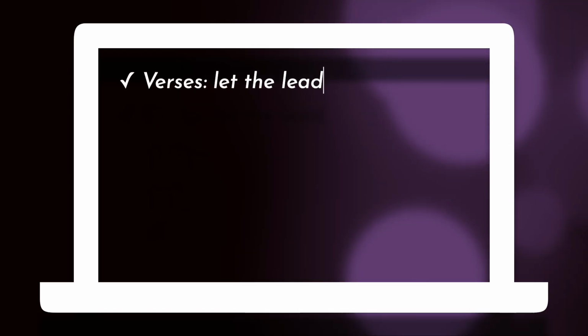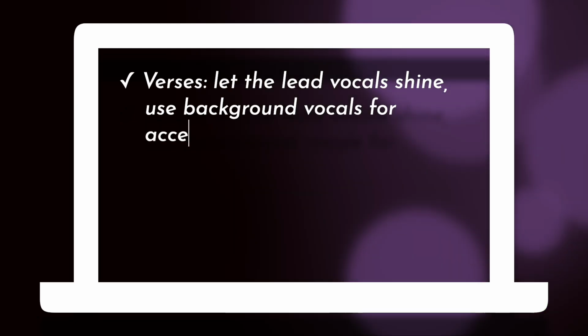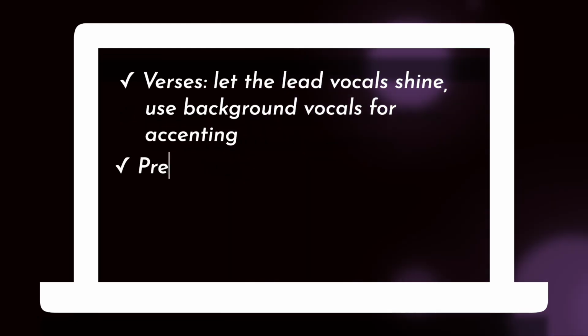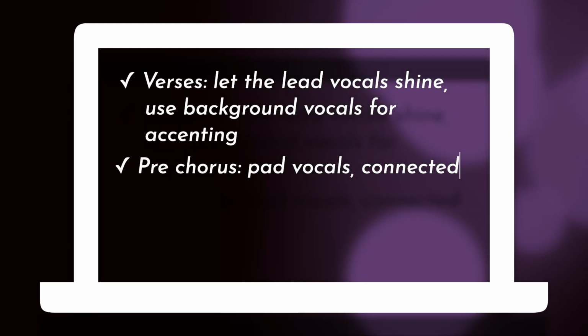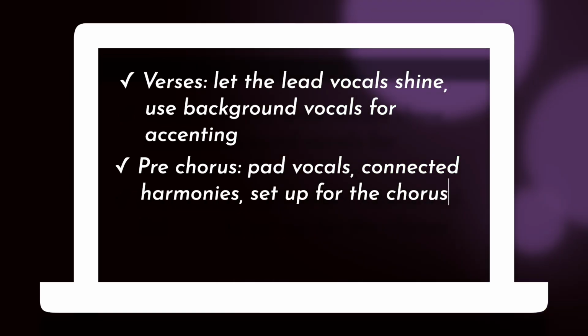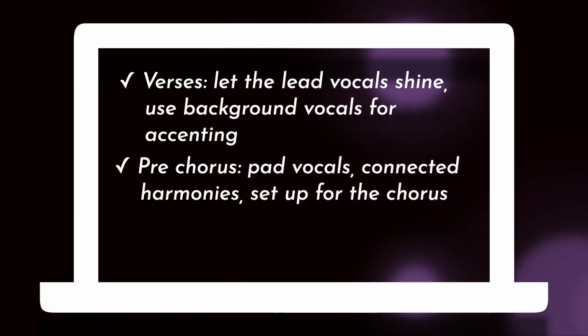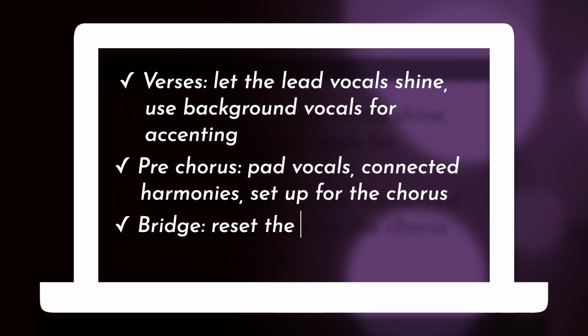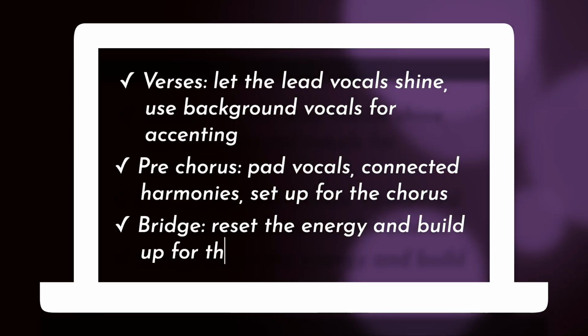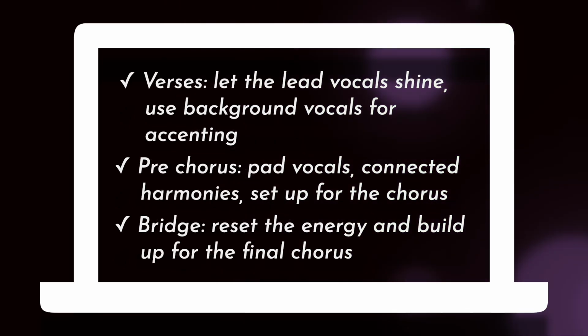For verses, we would often let the lead shine with vocal production accenting phrases, and we often hear ad-libs here too. Pre-choruses often utilize airy pad vocals, continuous vocal harmonies, and generally want to build the energy up for the chorus. Bridges can utilize all of the above, generally resetting the energy in the beginning of the section and building up at the end for the final chorus.